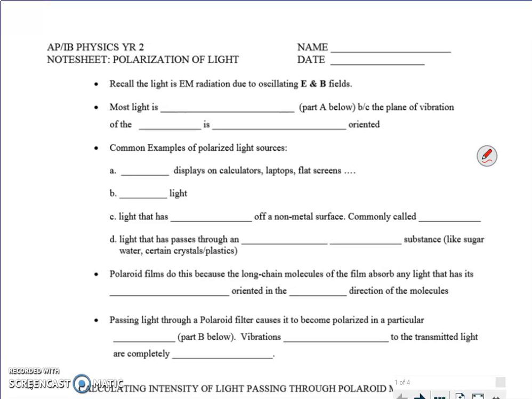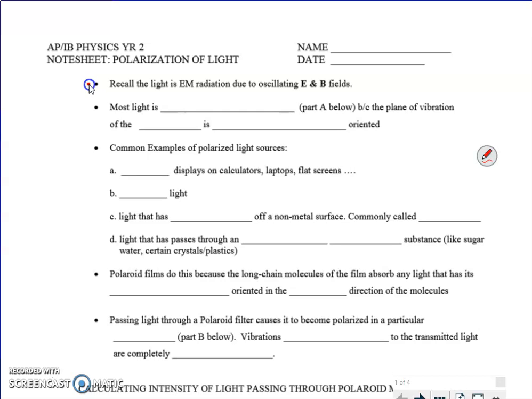The reason I'm doing polarization of light in this unit is because polarization is unique to light. It is unique to electromagnetic radiation. It really is a consequence of light being an oscillating electric and magnetic field, so polarization does not occur with any other type of wave. That has an important consequence in understanding the nature of light, which we'll get to later on in the unit. Okay, so the first bullet is a recollection of that.